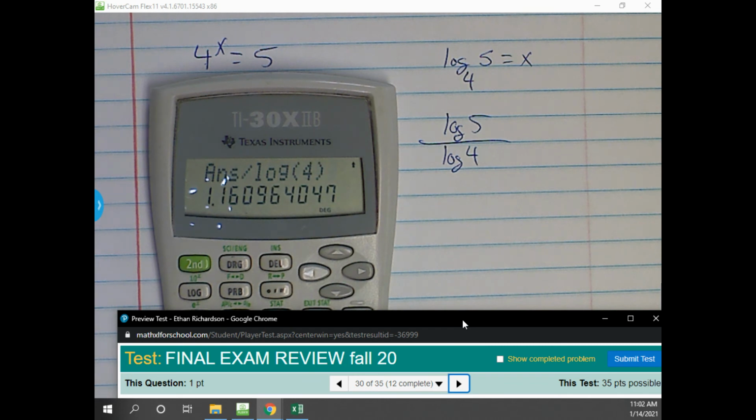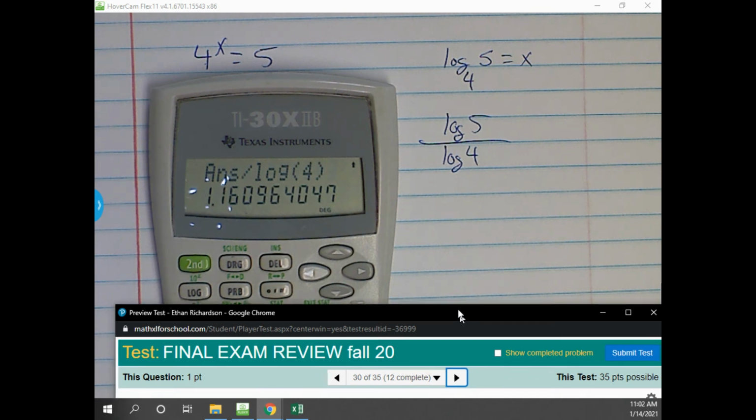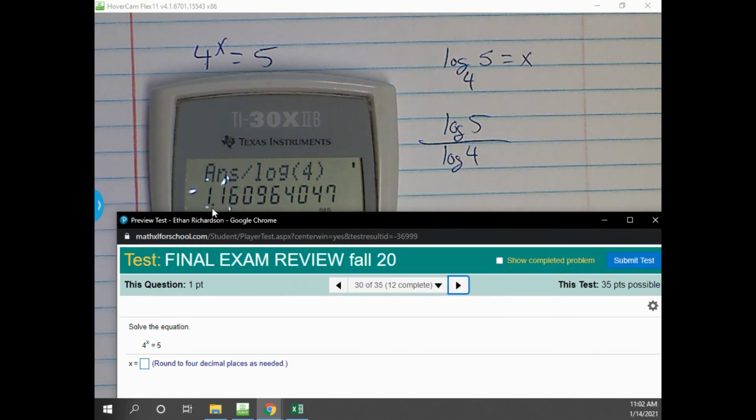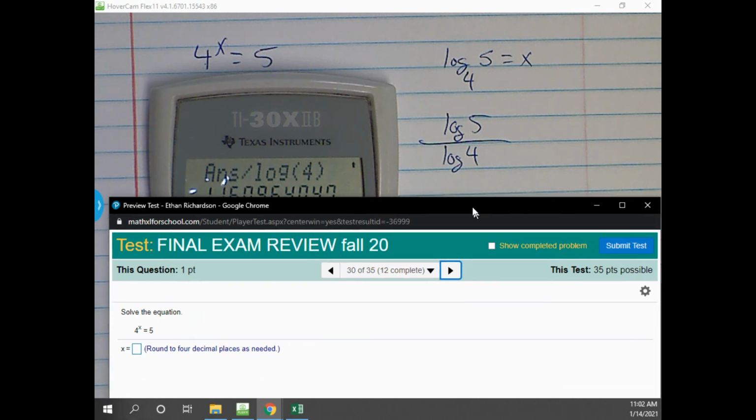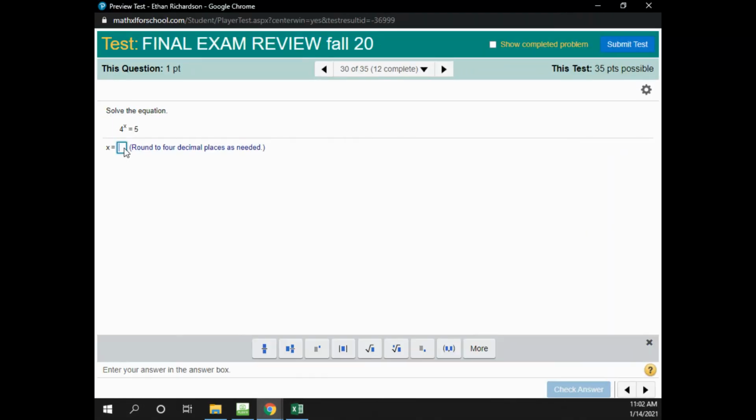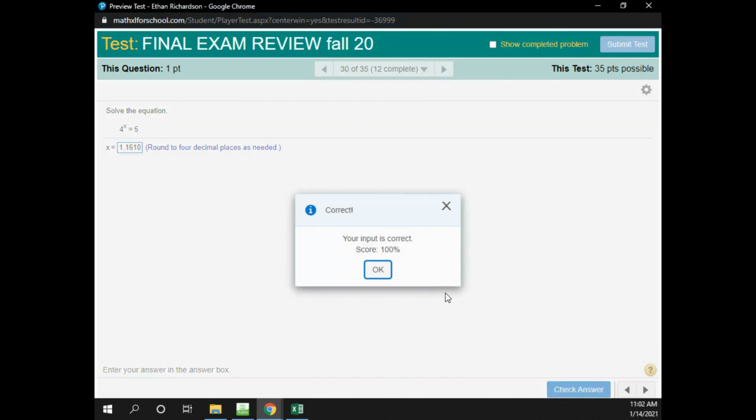Final answer there is 1.1609. It says to round it to 4 decimal places. So 1, 2, 3, 4. That 6 will bump this 9 up to a 10, so it's actually 1.1610. And we're good to go.